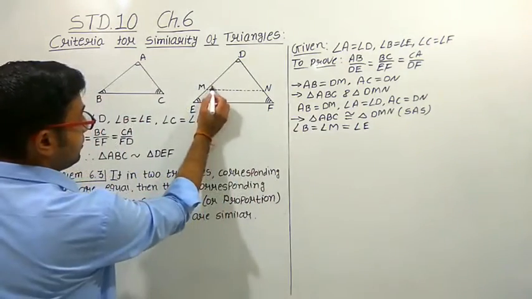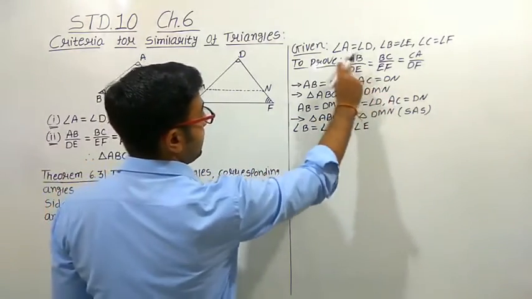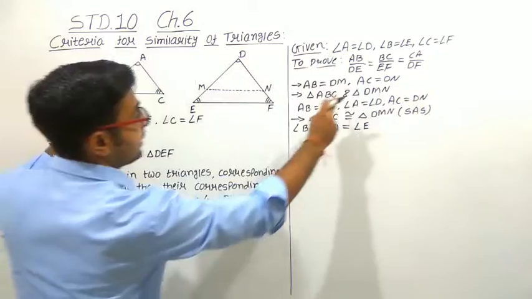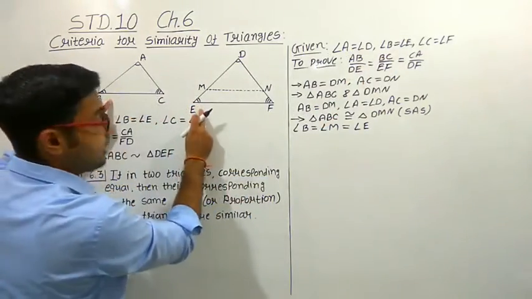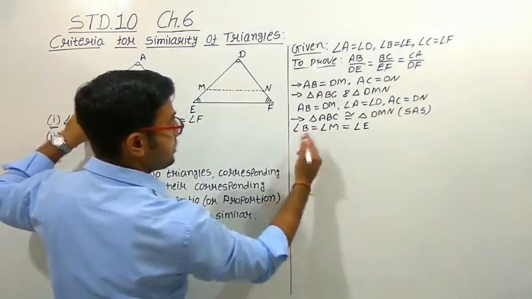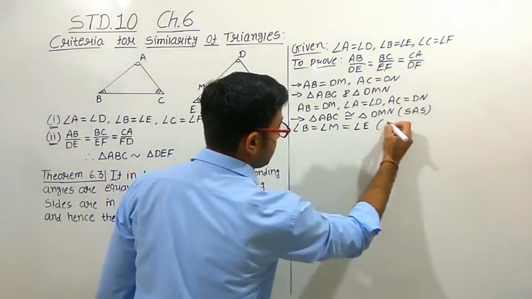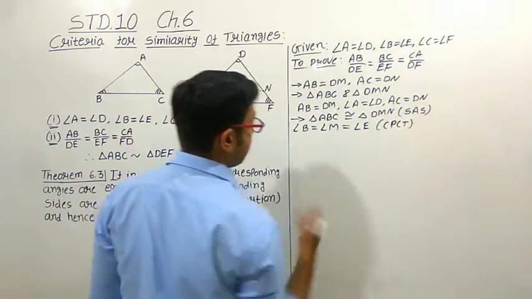Here also we can write down that these two angles are equal, because here it is given that angle B and E are equal, and here we proved that B and M are equal. That means all the three angles are equal according to the CPCT.